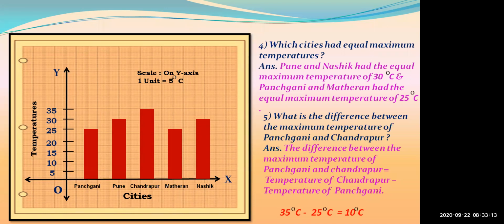And after that, which city is given? Panchgani. What is the temperature of Panchgani? 25. So we have to do the minus here, 35 minus 25. So the difference between the Chandrapur and Panchgani temperature is 10 degrees Celsius. Understood everyone?